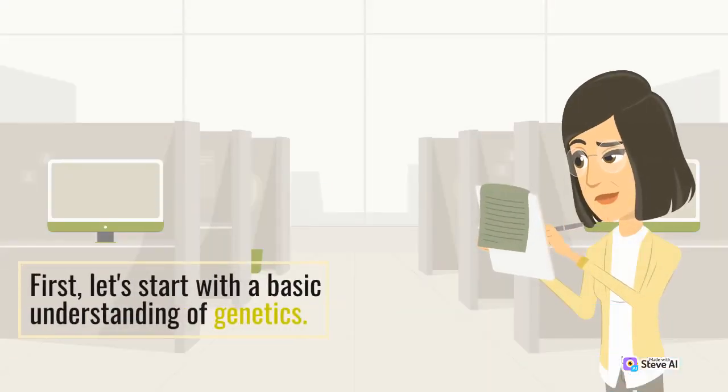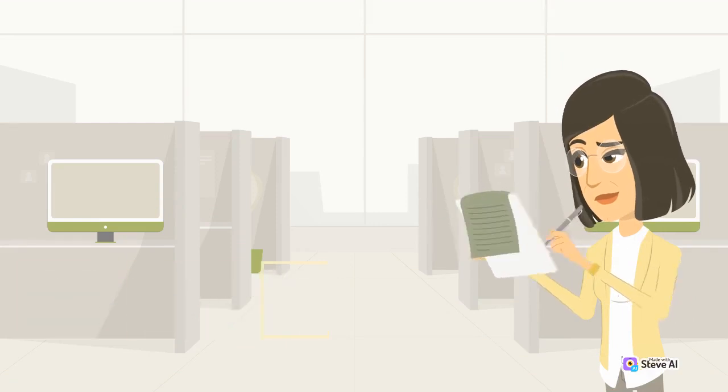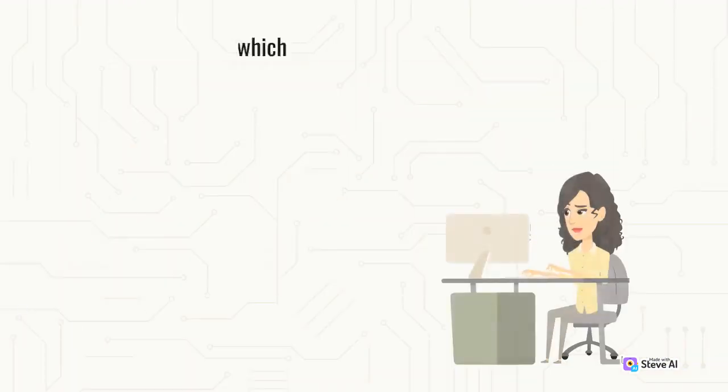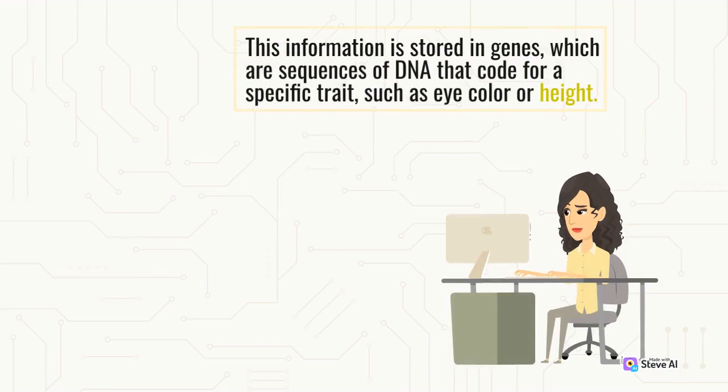First, let's start with a basic understanding of genetics. Our DNA, or deoxyribonucleic acid, contains the instructions for building and maintaining the body. This information is stored in genes, which are sequences of DNA that code for a specific trait, such as eye color or height.